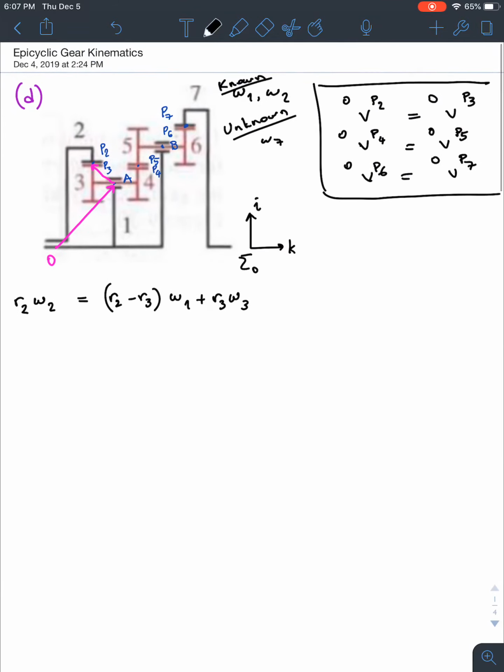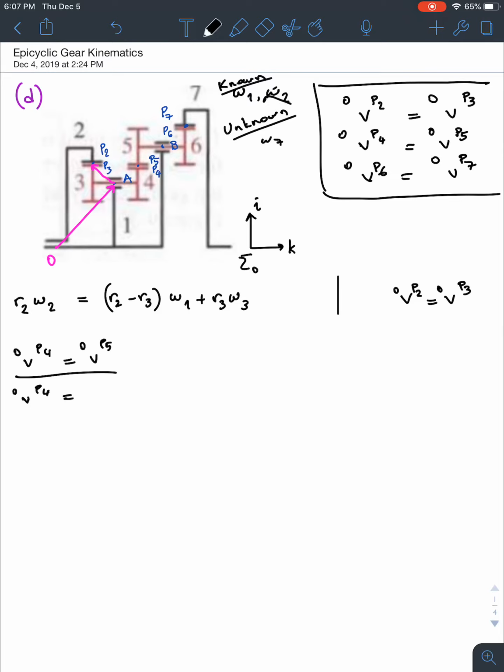Okay, and this equality came from matching velocities at P2 and P3. Okay? Great. Now, let's look at the other equality, which is velocity of P4 in 0 must equal velocity of P5 in 0, right? So let's compute velocity of P4 in 0.